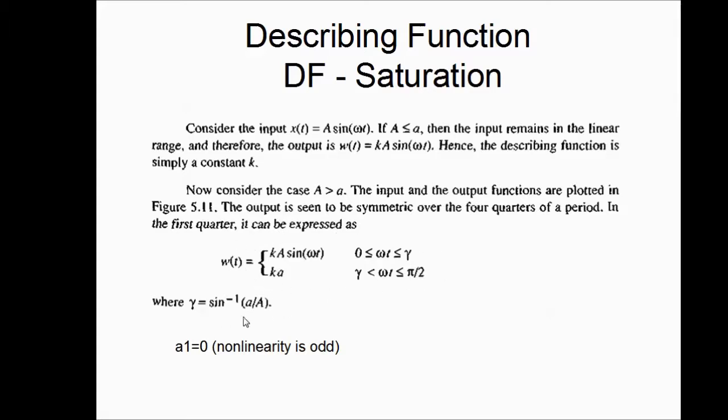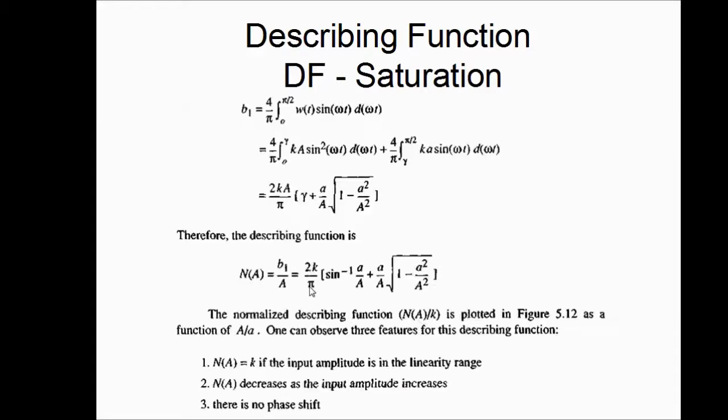Gamma is sine inverse of a by A. So when we apply the definition of the Fourier coefficients and the describing function, B1 works out to be this quantity. We have used the values from the piecewise definition of the output of the nonlinearity. So the 0 to gamma to pi by 2 are taken from the piecewise definition, and B1 works out to be this function. So the describing function, therefore, is B1 by A. The B1 must be divided by the amplitude of the input sinusoid. So this is our describing function for the saturation type nonlinearity.